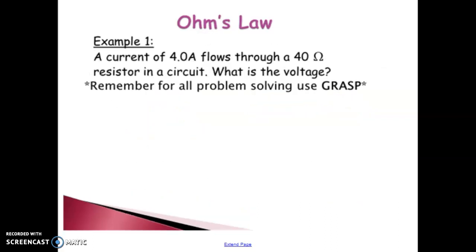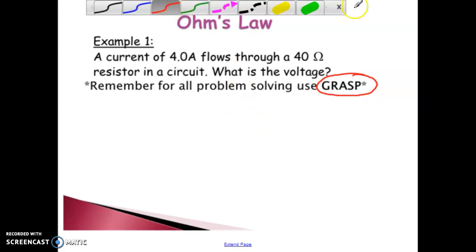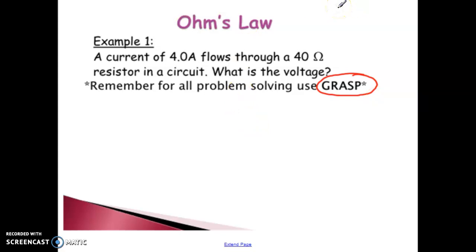So we're going to look at some examples, and we're going to go over how to do problem solving properly using GRASP. Let me get this ready to go here. All right, so let's look at our first example. A current of 4.0 amps flows through a 40 ohm resistor in a circuit. What is the voltage? Anytime we're doing problem solving using math, we are going to use a format called GRASP.